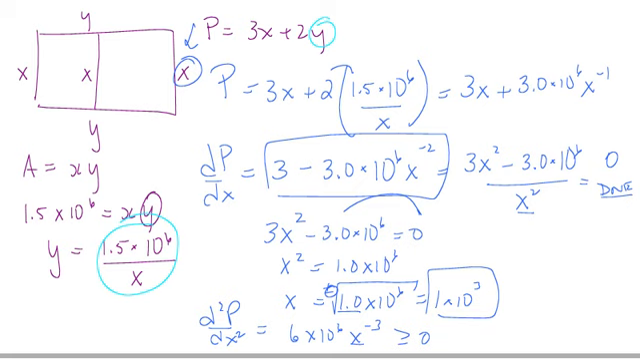So it's always positive, which means it's always going to be concave up, which means this point right here is a minimum. And that is the end of the problem. Once you've got your x, then you can use your x to find your y value using this equation right here.